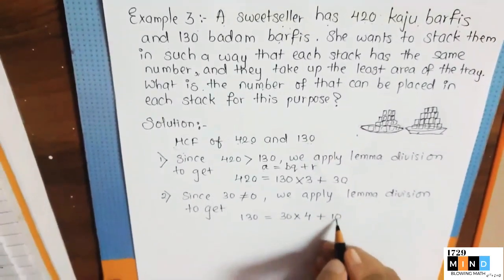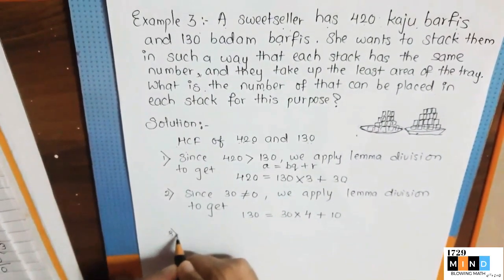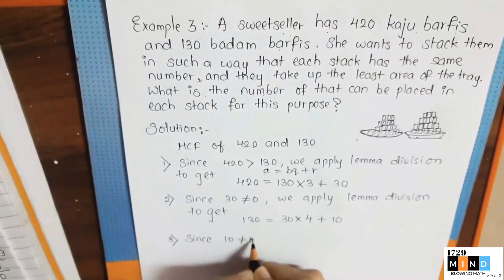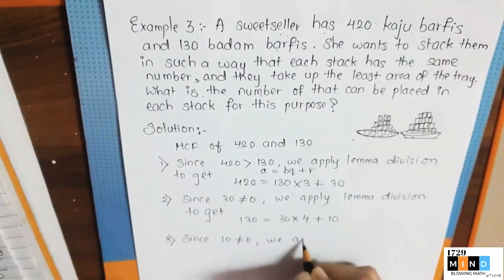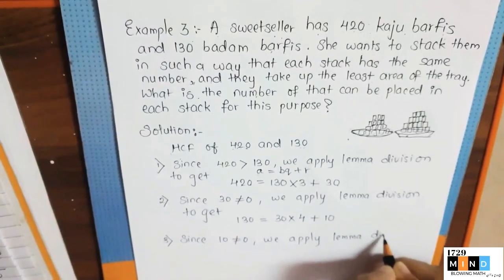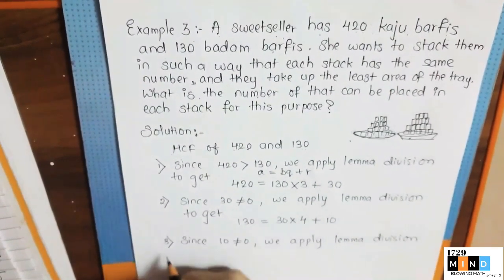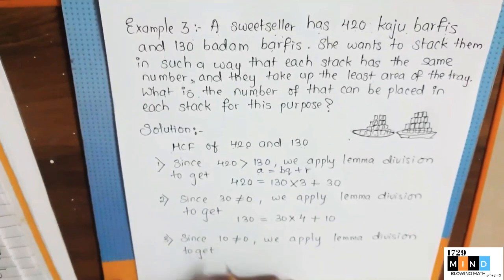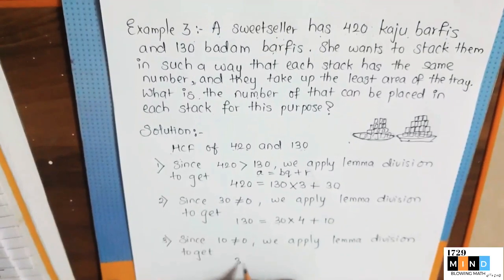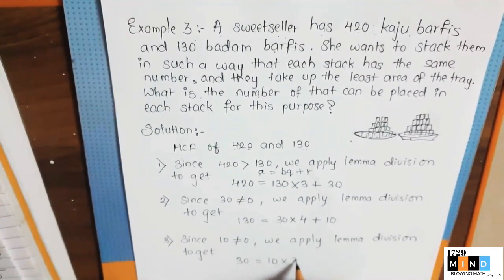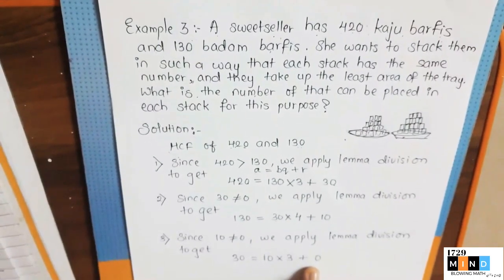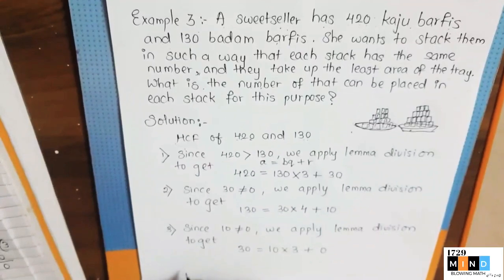Again 10 is the remainder, that means it is not equal to 0. So we have to jump to the third step. Since 10 is not equal to 0, we again apply lemma division. What will we get now? We have to apply lemma division on 30 and 10. So we will get 30 is equal to 10 into 3, that is, 10 3s are 30, plus 0. Now we have reached 0, that means our procedure has stopped.